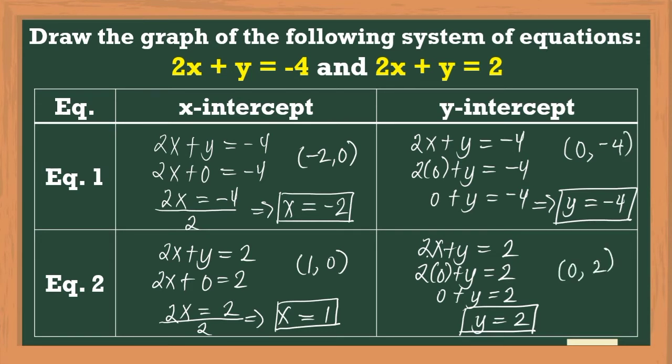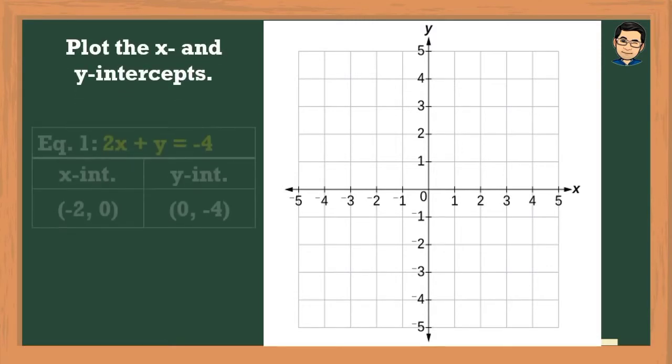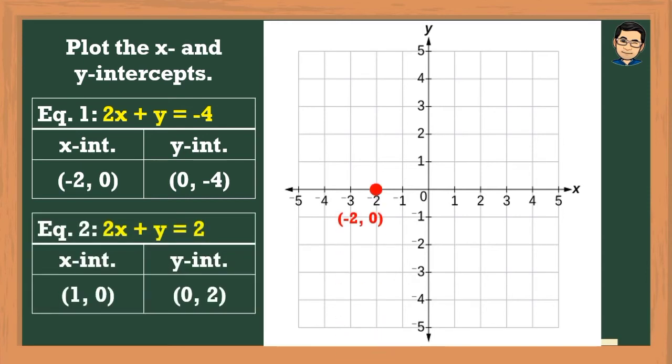So, since meron na tayong x-intercepts and y-intercepts to both equations, pwede na po natin i-graph yung mga points na nakuha natin sa iisang coordinate plane. So, plot the x and y-intercepts. So, for equation 1, negative 2, 0. Ayan. And then, yung y-intercept naman is 0, negative 4. Ayan. So, i-connect lang natin yung dalawang points na yan. So, yan po yung graph ng 2x plus y is equal to negative 4.